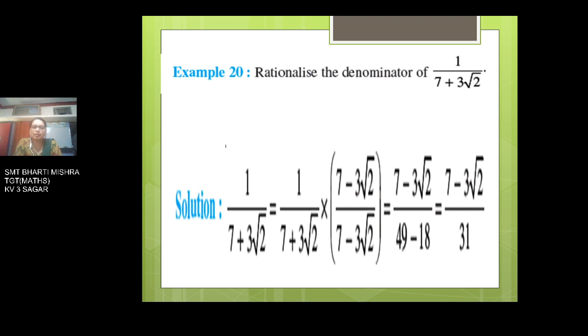and the denominator is a square minus b square. So in place of a we have got 7, so 7 square is 49. And now see here the term 3 root 2. Taking the square, 3 square is 9, root 2 square is 2, and 9 2s are 18, and 49 minus 18 comes to be 31 in the denominator. In the numerator we have the same thing, that is 7 minus 3 root 2.